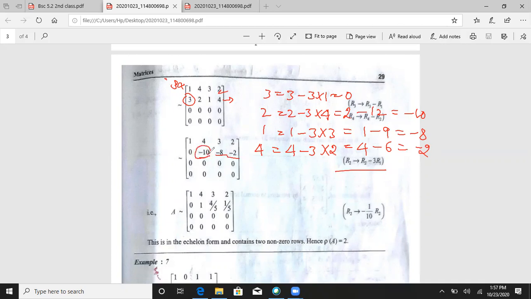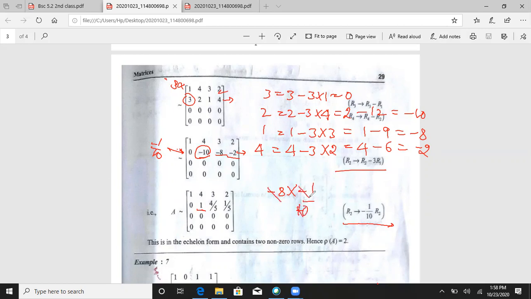We want here a replacing 1. That's why we multiply R2 by minus 1 by 10. We multiply the second row by minus 1 by 10. Finally, that is plus 10, that minus 10 is cancelled, that is remaining 1. Then come to here, that is minus 8 into minus 1 by 10. Minus minus cancel.